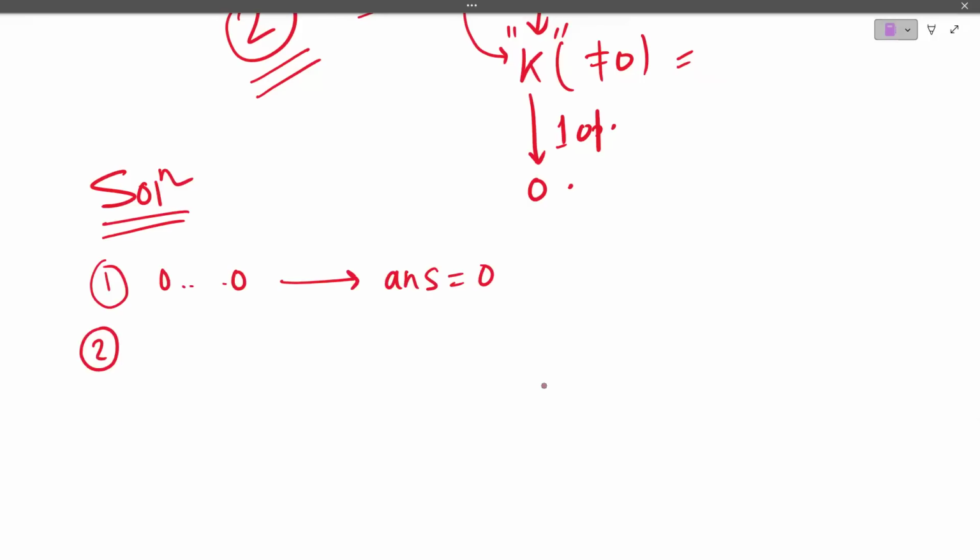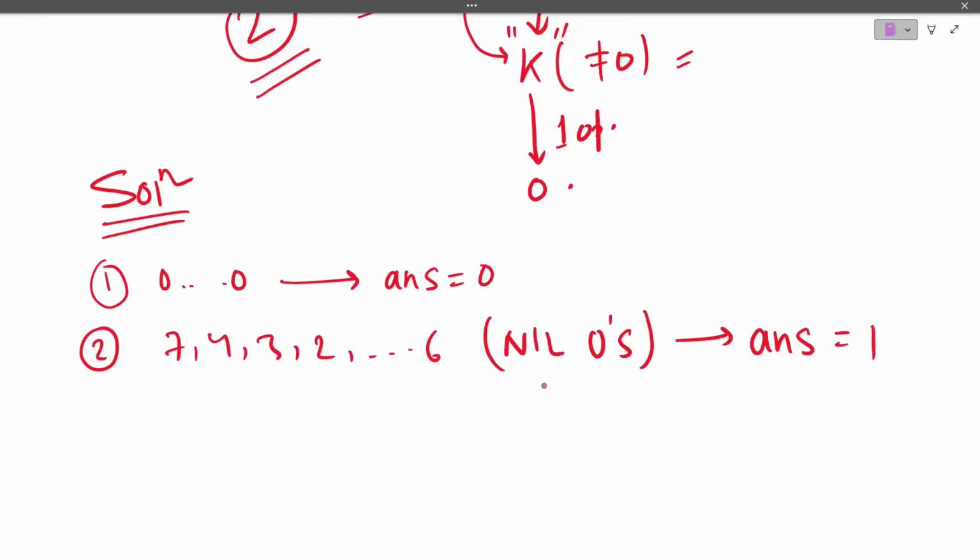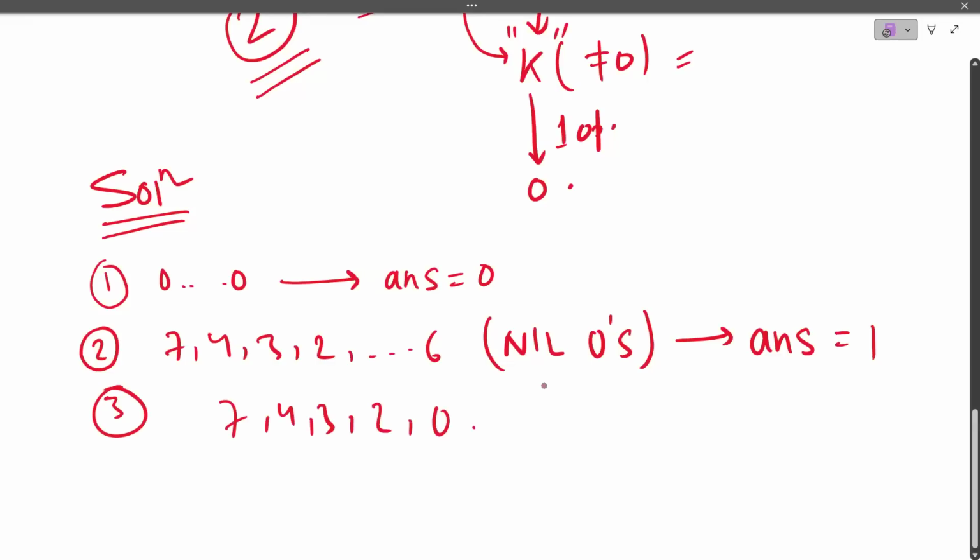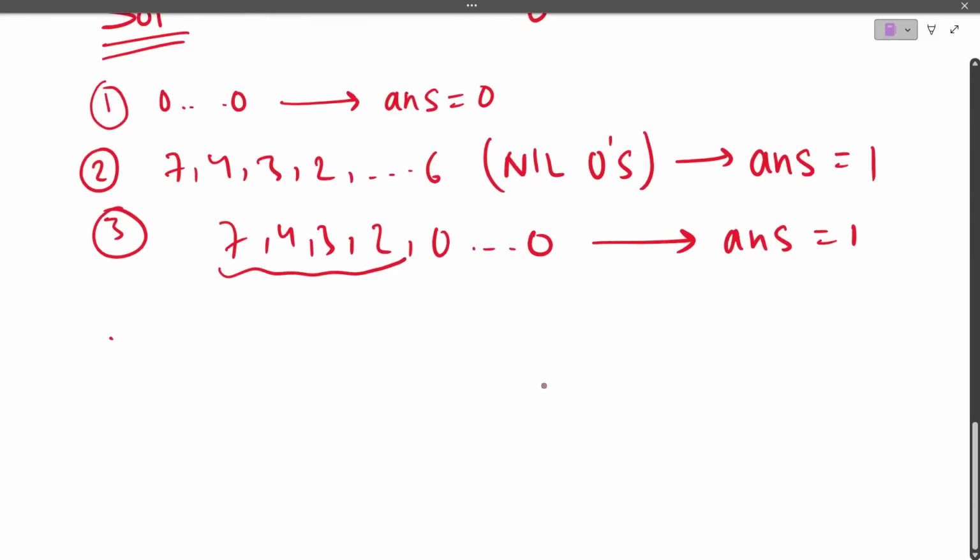The second case is when the entire array is positive. There are no zeros, and in this case, we know that the answer is simply one. Just one operation. The third case is when there is only one block of positive integers. So you have 7, 4, 3, 2, and then you have zeros, but then you have nothing else. You have just one block of positive integers, and in that case also we know that the answer is simply one. And the fourth case is when you have multiple blocks of positive integers.